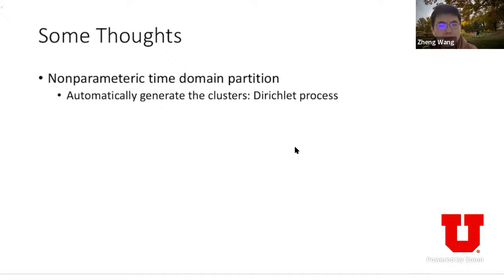So can we do it in a non-parametric way, like either the points are in the time order or not? We can use some non-parametric processes to do the partition first, then based on this partition apply the Gaussian process here, and we can automatically determine the number of groups.